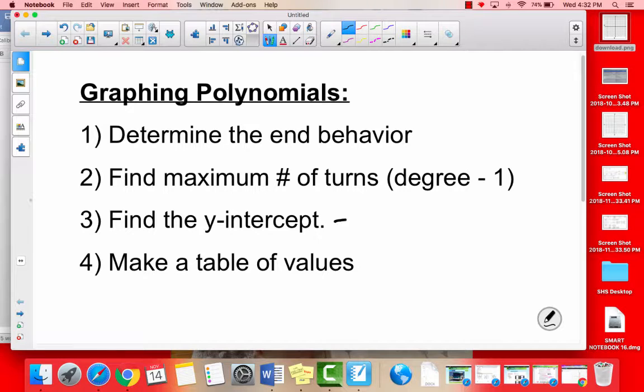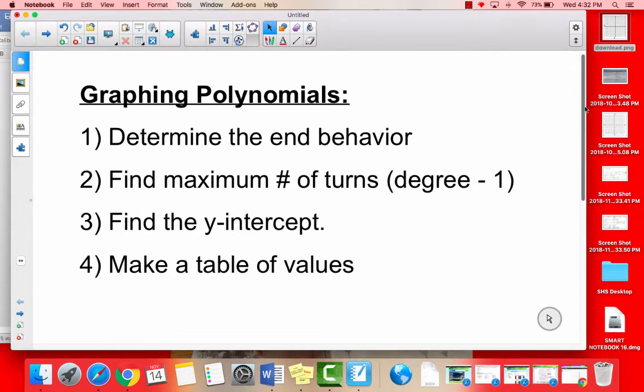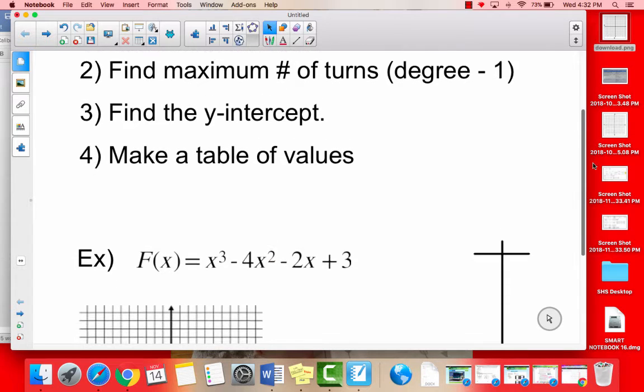In order to find the y-intercept, you want to make sure that you plug in x equals 0 into your equation, and then you would go ahead and make a table of values. And once we have it graphed, we're going to talk about a few key features of each graph. So we're just going to jump right into an example.